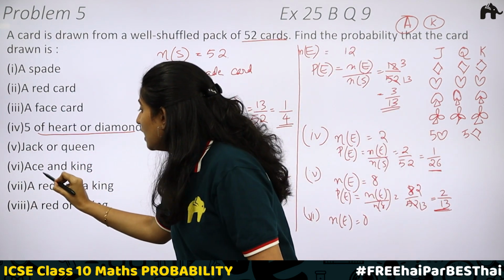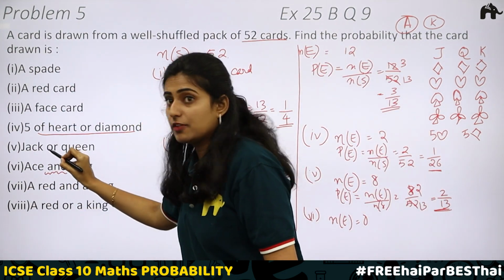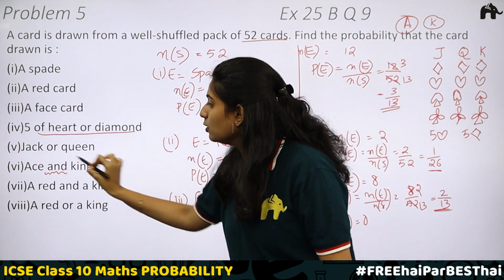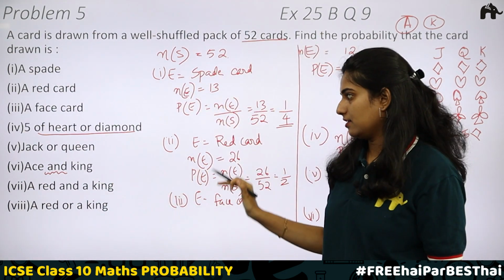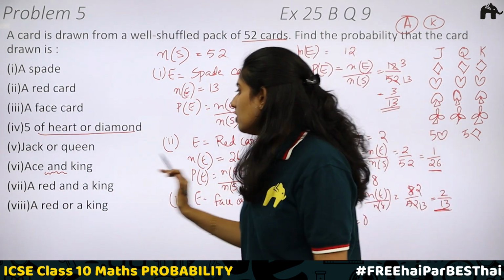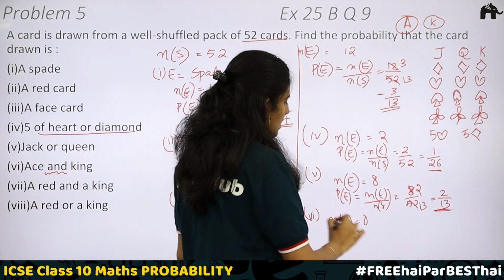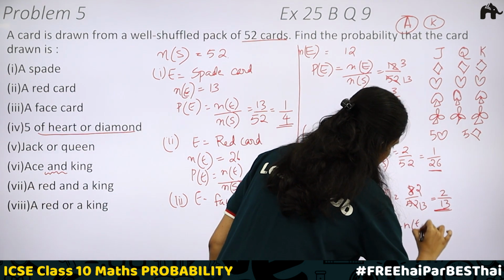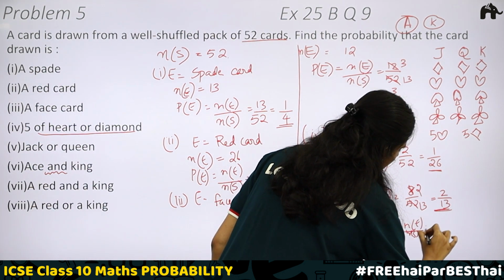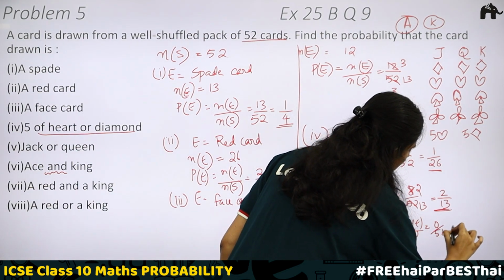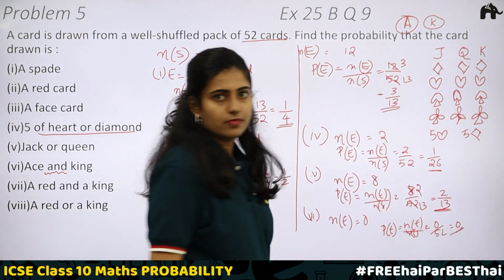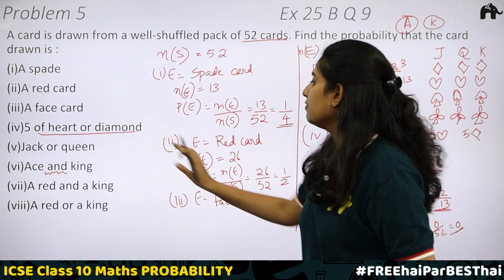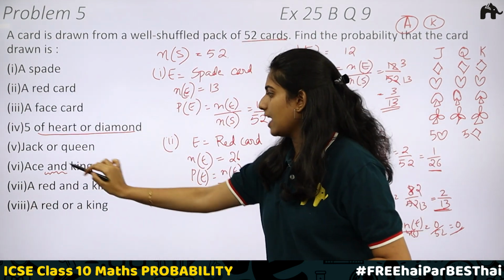But remember, here it is and. Difference between and or you should know. Okay. When it is and, both these conditions should be satisfied. It is compulsory. Therefore, we will be getting n of E is equal to 0 and hence the probability of the event will be n of E by n of S equal to 0 by 52 equal to 0. We will be getting 0. There is no event that will be favorable to this condition, ace and king.